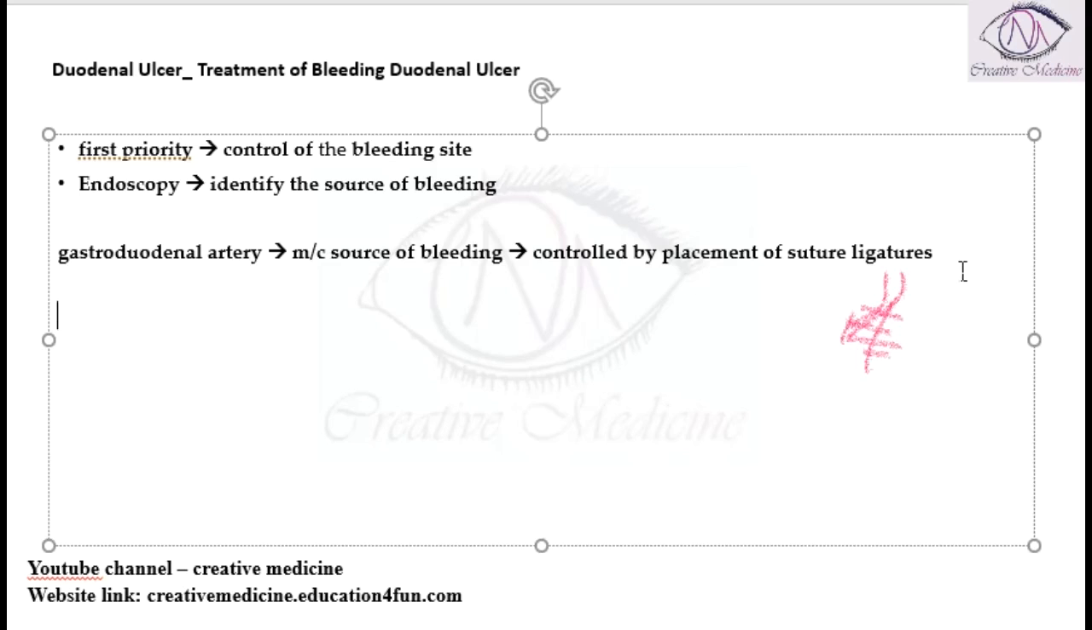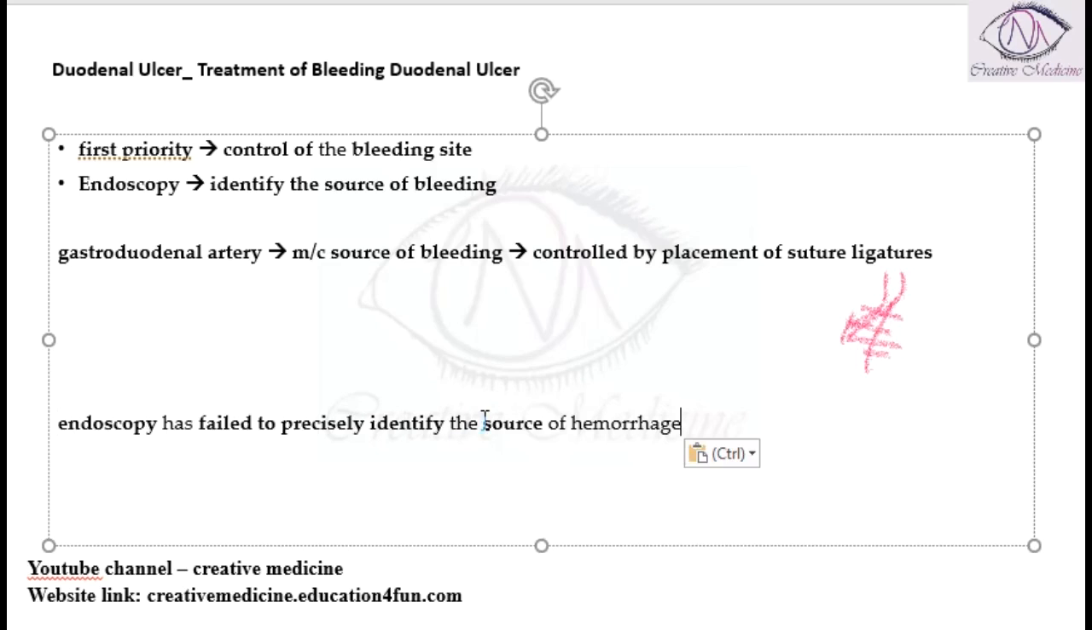But if there is a case where the endoscopy is done but you are not able to identify the source of bleeding, that means endoscopy has failed to identify the source of bleeding, then what do we do? Then a pyloroduodenotomy is done. We will have to open it. It's simple. You will have to do an open procedure.